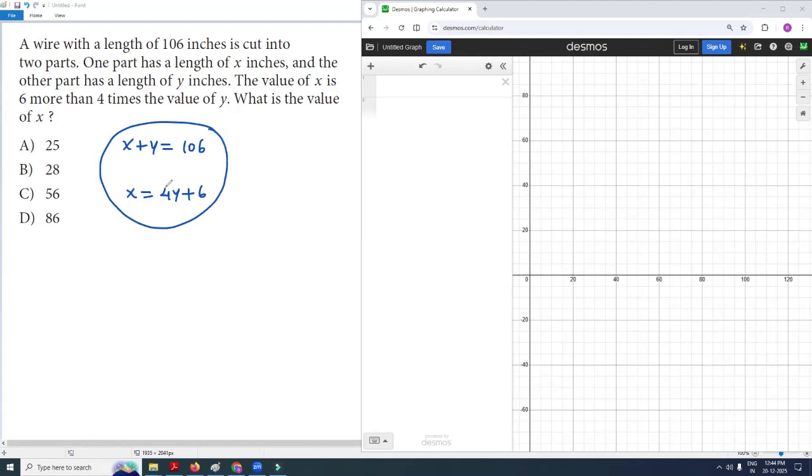Here we have a system of two linear equations. In this system, we have to solve for x. That is, we have to get the value of x. Now we can use Desmos to solve the given system. Okay, now let me take these two equations in Desmos.